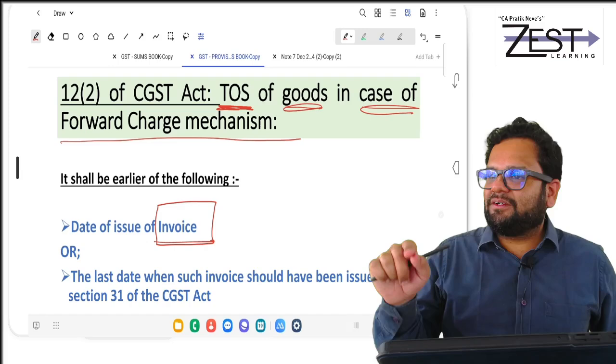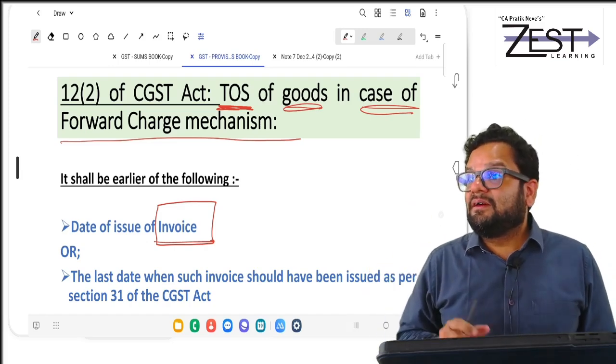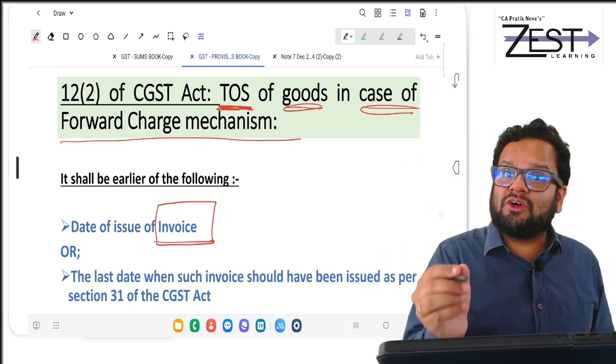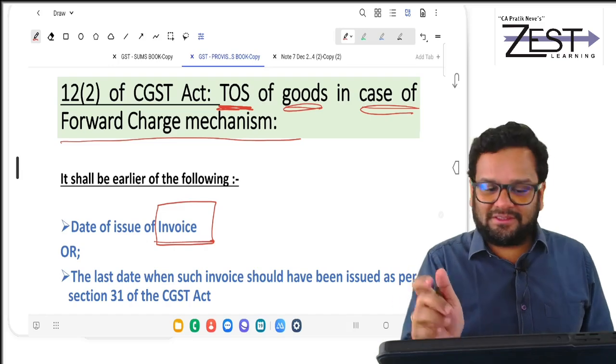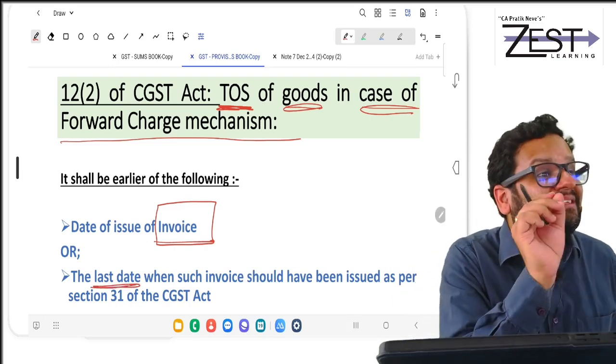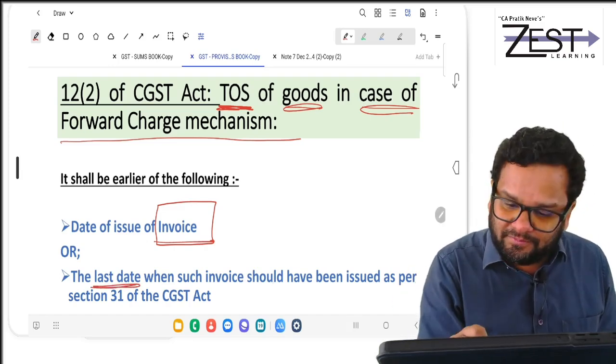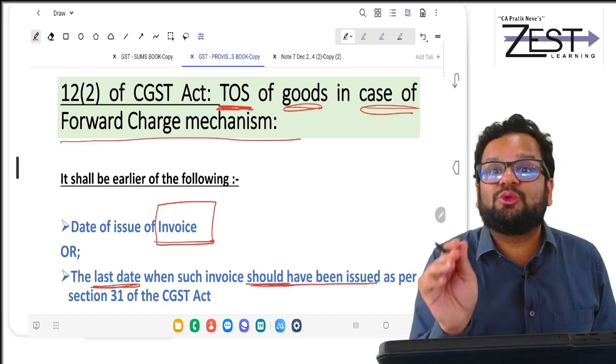So government says wait, what is time of supply? Date of issue of invoice or the ideal date. Ideal date means the due date, the last date when such invoice should have been issued.